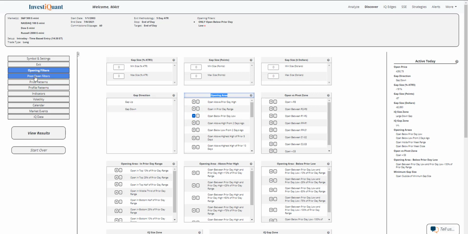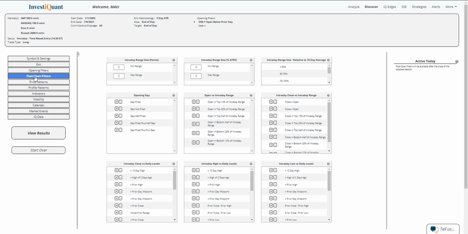Next, I'm going to go into the post-open filters, and I'm going to say that we have not filled the gap as of yet. So I'm going to hit equals here to gap next filled. But I am going to say we have filled the half gap. And as I said earlier, the half gap is 50% of the distance between the open and the prior session closing price. So we have hit that level.